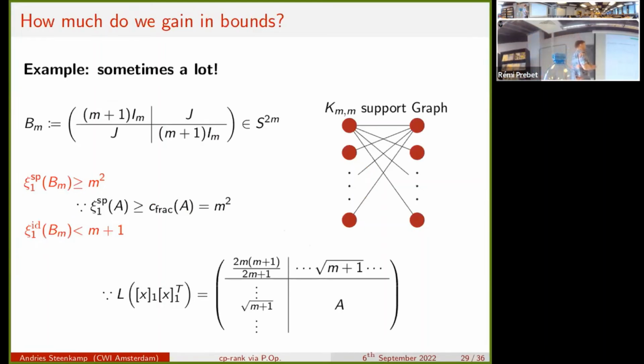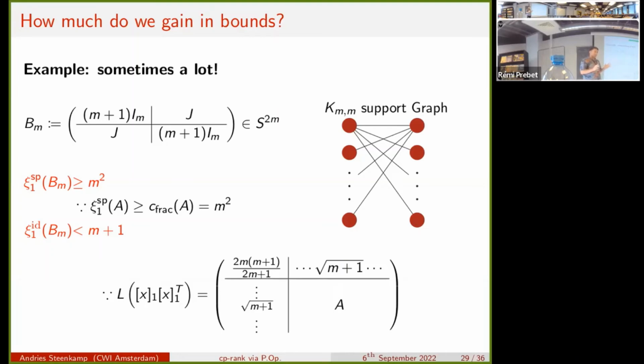Consider the following CP matrix Bn, which is a 2 by 2 block matrix. On the diagonal blocks, you have n+1 times the identity matrix. The off-diagonal blocks are just all-ones matrices. And the support graph is the complete bipartite graph. For this graph, level 1 of our sparse hierarchy applied to this matrix is at least m squared. I made a typo here, it's not an A, it's a Bm. So level 1 is larger than c_frac. I haven't explained c_frac yet.